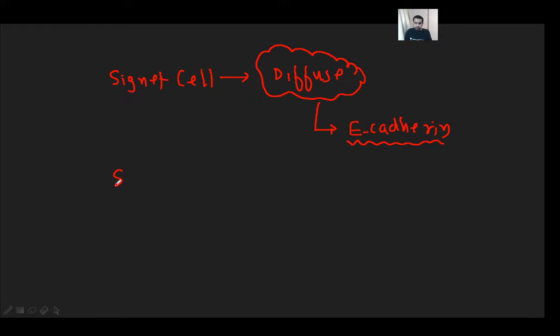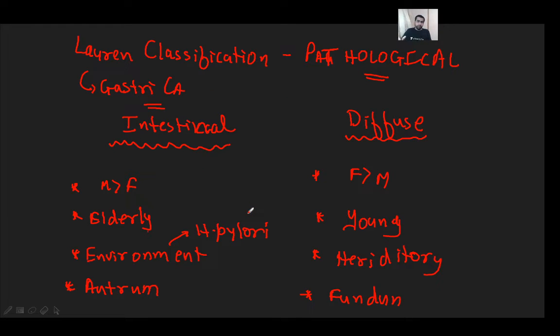And in the intestinal type, what do we have? It is associated with the FAP syndrome. So yes, that will have an APC gene mutation. Are you understanding my point? So these are the features which you need to understand. That is basically the crux of the Lauren classification, and this is something which you need to understand between the intestinal type and the diffuse type of gastric carcinoma. Fair enough? Let's move on.